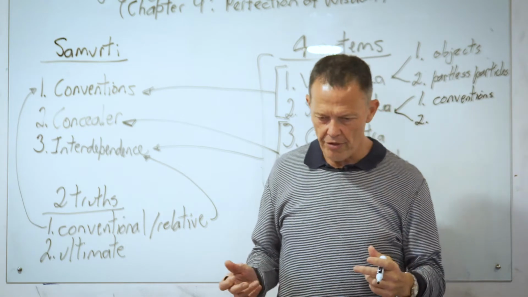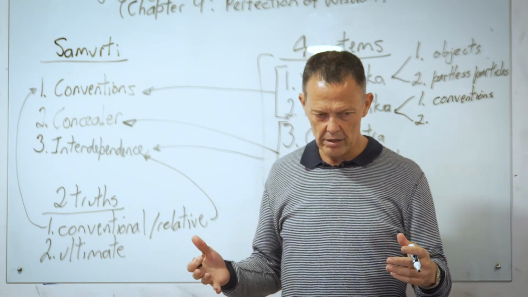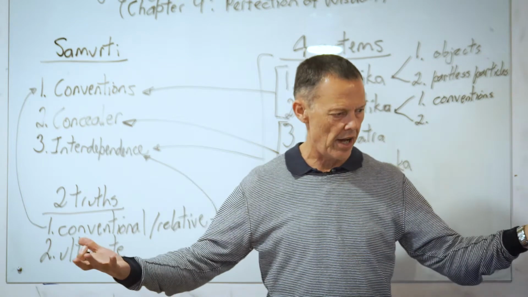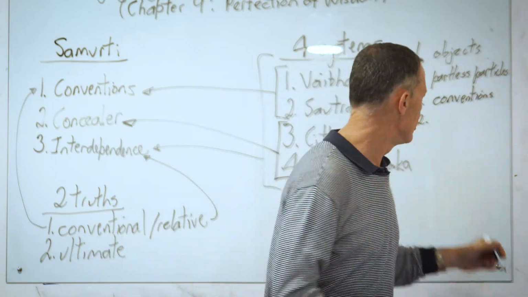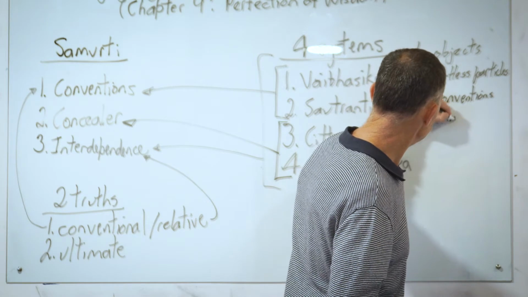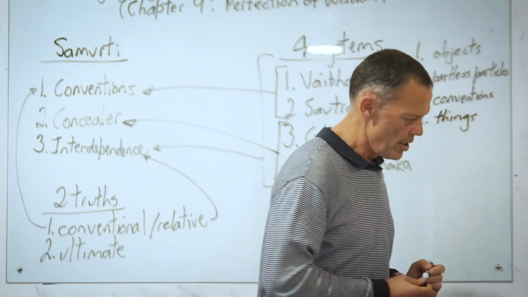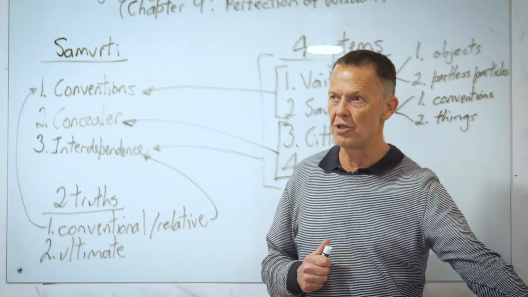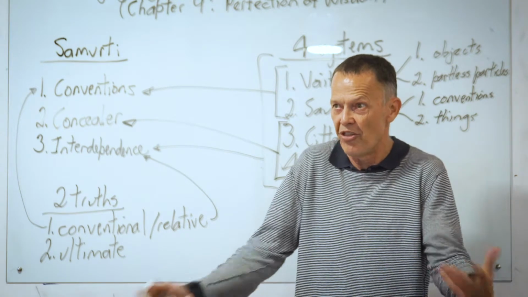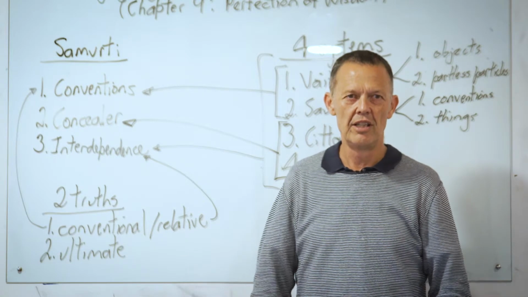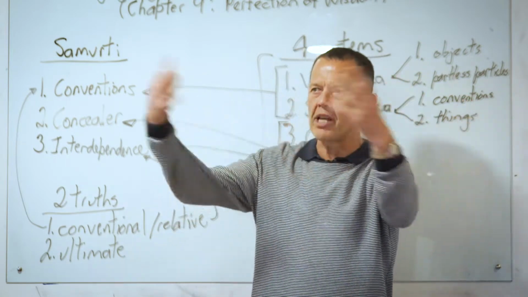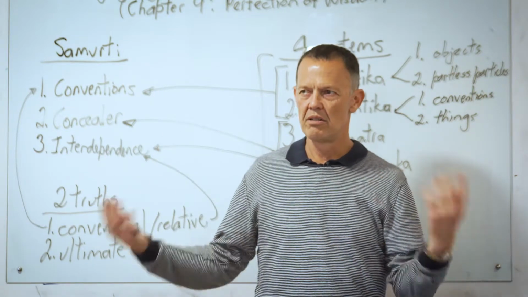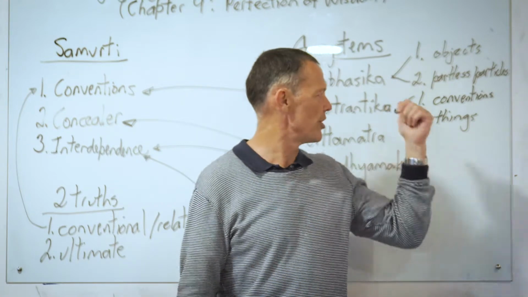And ultimate truth are the actual things that these conventions are relating to. So for them, the cup, well, that object, is an ultimate truth because it functions. It's the real thing. That's what's real. The conventions, all the names we give to them, that's just conventions. That's just terminology.